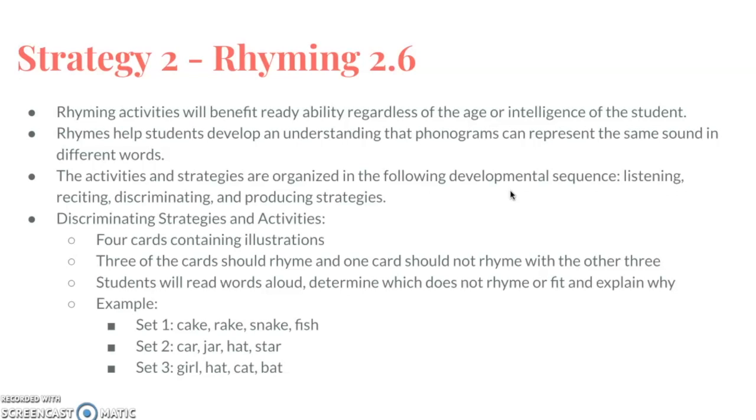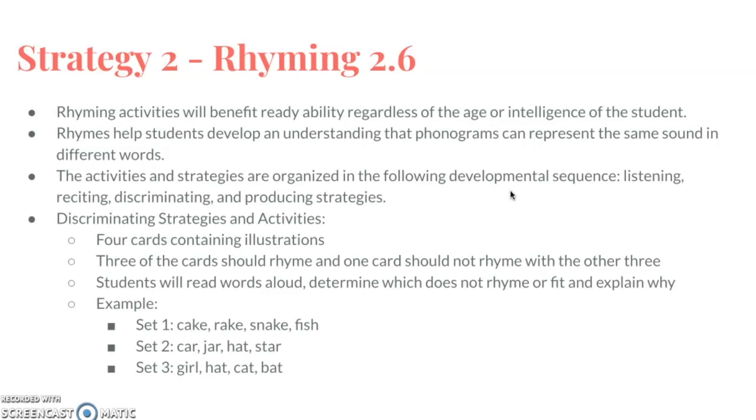discriminating, and producing strategies. For discriminating strategies and activities, an example would be four cards that contain illustrations of words, where three of the cards rhyme and one card does not rhyme with the other three. Students will read the words aloud and determine which word does not rhyme or does not fit, and then they have to explain why.